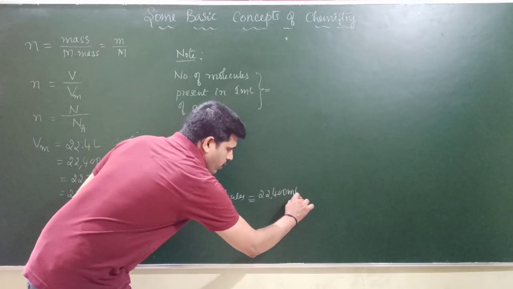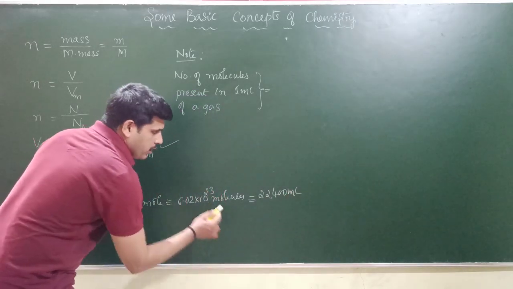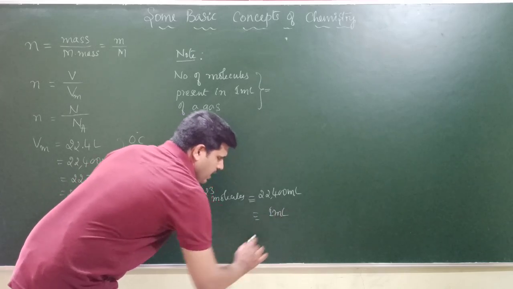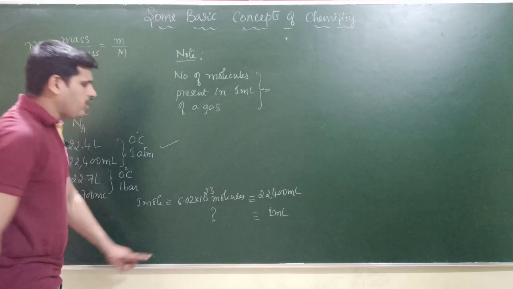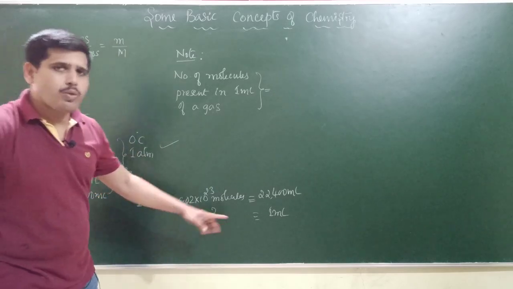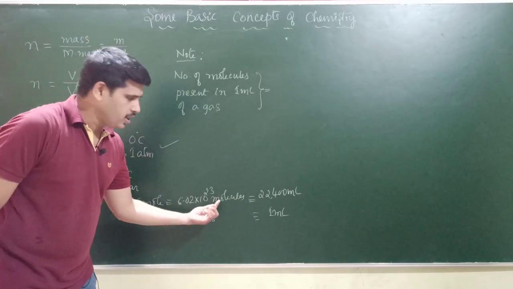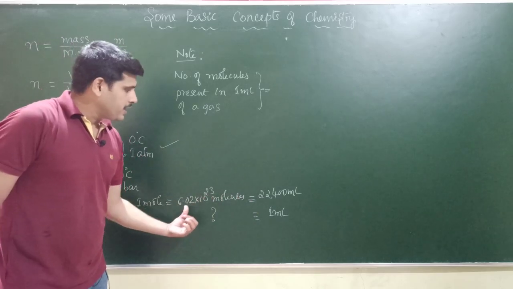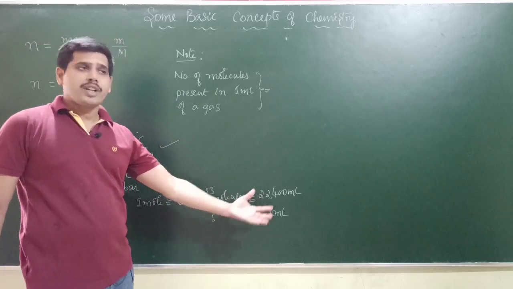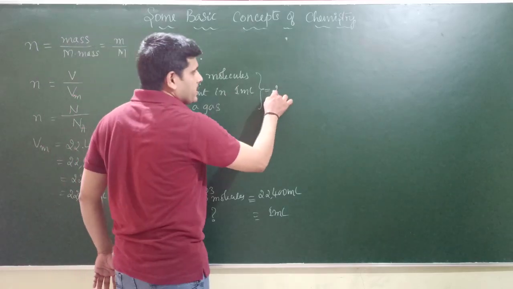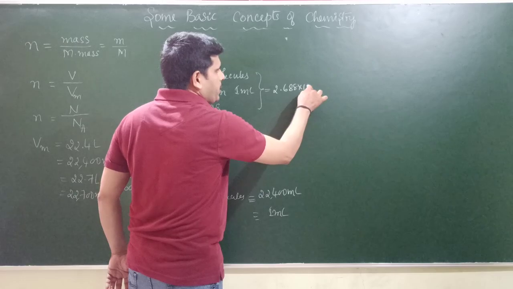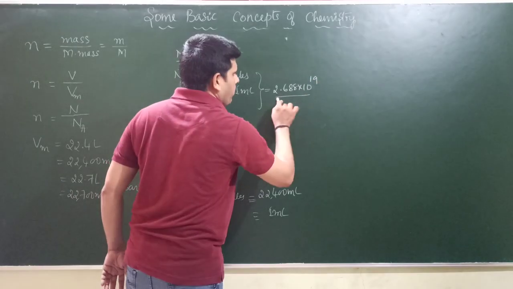22,400 ml. What is my intention now? To know the molecules present in 1 ml. Am I right? So in 1 ml, how many such molecules are going to be present? What should I do? You tell me. Cross multiply, isn't it? So such a simple one. So 6.02 into 10 raised to 23 divided by 22,400, and that will come out as 2.688 into 10 to the power of 19 molecules.